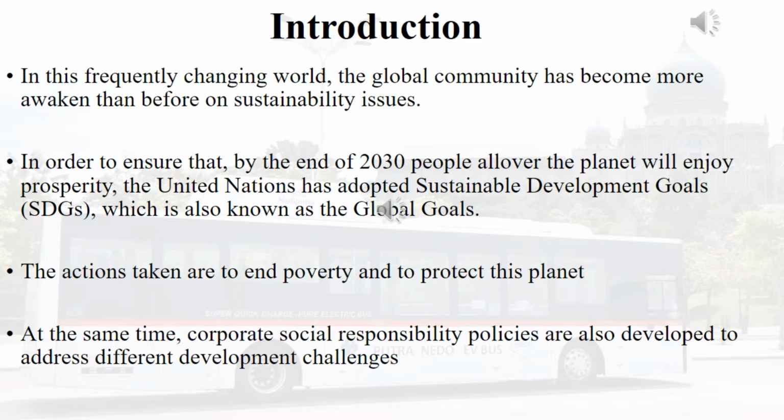The introduction. Now let us see, there are 4 pointers here. In this frequently changing world, the global community has become more awakened than before on sustainability issues. In order to ensure that by the end of 2030, people all over the planet will enjoy prosperity, the United Nations has adopted Sustainable Development Goals, which is also known as Global Goals. This action is taken also to end poverty and to protect this planet.